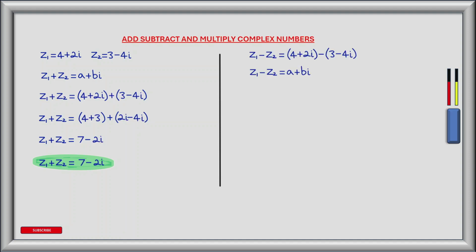Similarly, if we now want to subtract z2 from z1, we'd subtract the real numbers and the imaginary numbers to come up with a new complex number of the form a plus bi, where a is the real part and bi the imaginary part. In our example, subtracting z2 from z1, we first subtract the real numbers, so that's 4 minus 3 to give 1, and then we subtract the imaginary numbers, so that's 2i minus 4i, so the two negatives make a positive, so we're left with plus 6i. So z1 minus z2 equals 1 plus 6i.